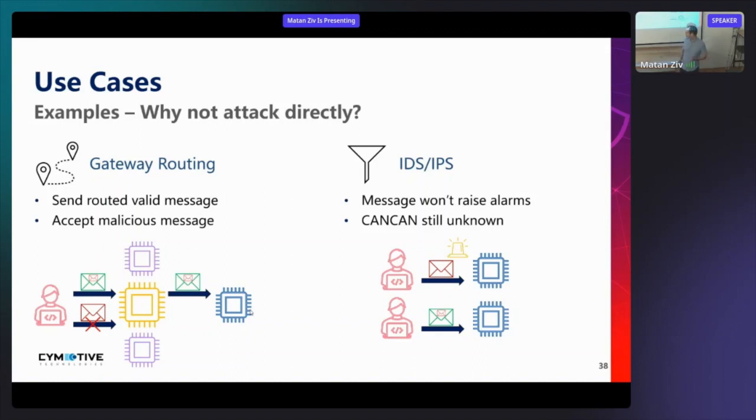in a valid-looking message. A second case is an IDS or IPS system. IDS or IPS are intrusion detection or prevention systems. These systems will usually do some analysis of different messages that are sent. If this analysis is based on a CAN ID, then an IDS or IPS that is not aware of the CANCAN attack will raise alarms or drop messages containing a malicious-looking message, but will not do so for a valid-looking message with an encapsulated attacking message.